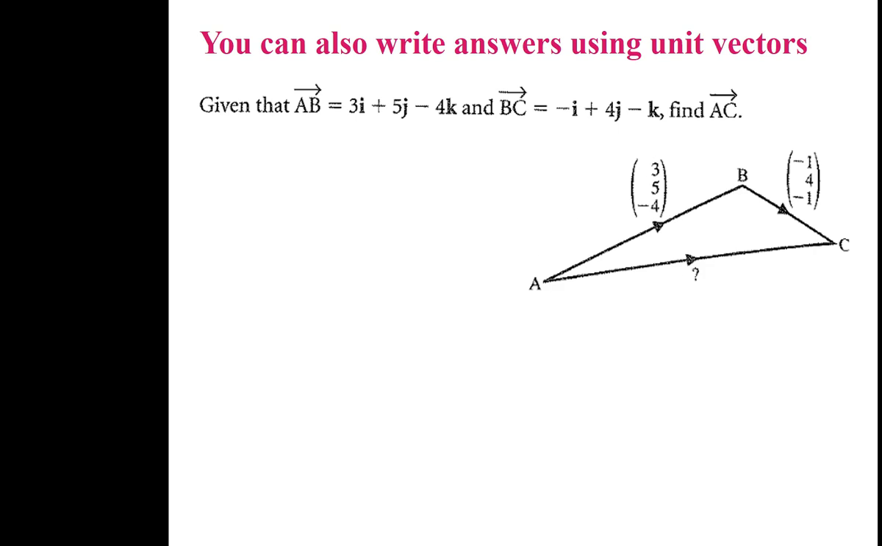Maybe let's have a look at it on this picture here. So AB you can draw like this because I think the picture was already drawn for you. Given that AB is that one, and then BC is this one, find AC. So let's see, can we use AB plus BC is the same as going from A to C. So we can just use the fact that AC equals AB plus BC.